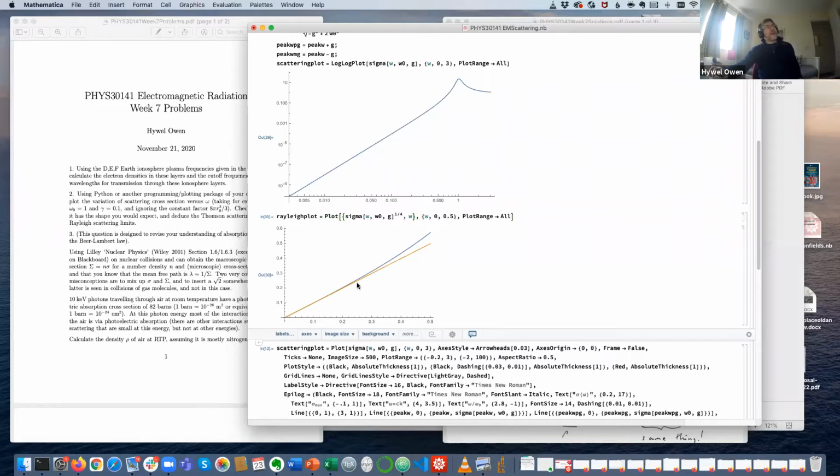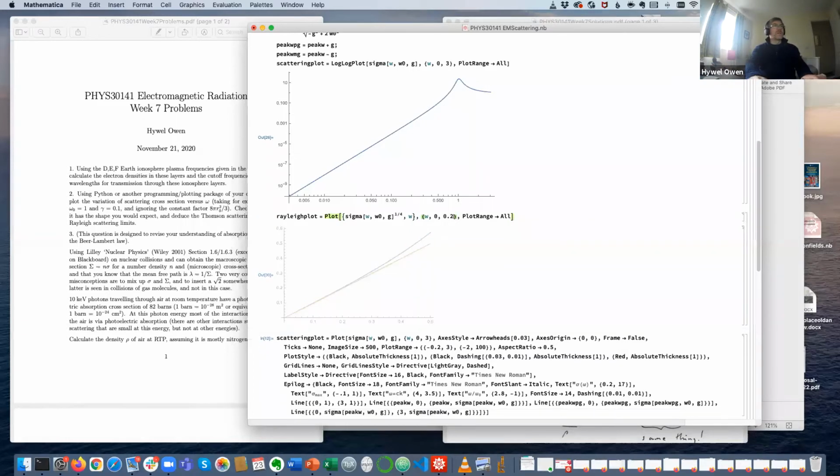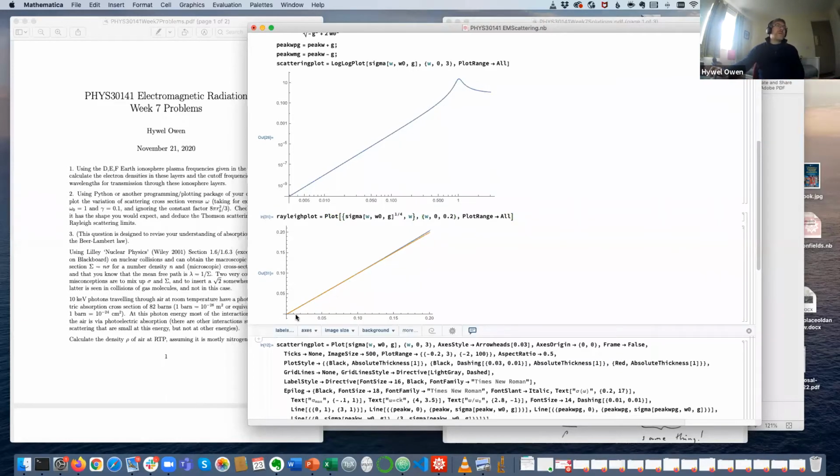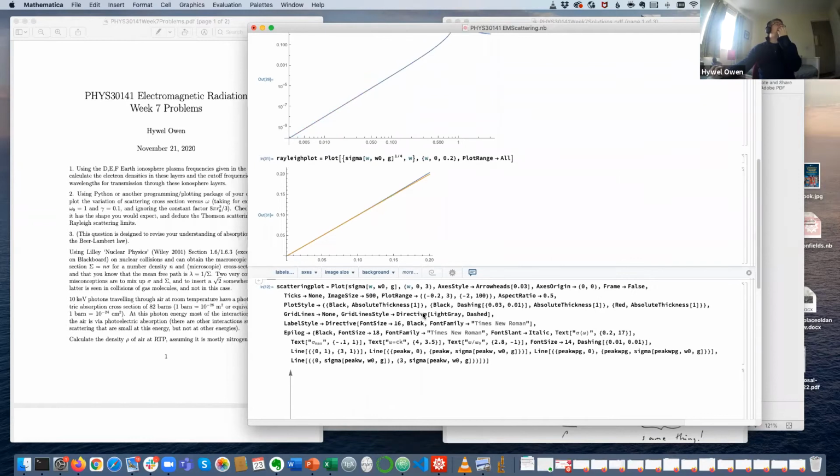So I can see directly, I can zoom into lower and lower frequency ranges. Here I'm plotting from 0 to 0.2. You can see that the deviation of the cross section away from the Rayleigh behavior is still rather small, even when the frequency of the radiation is already 20% of the resonant frequency. Okay, so that's what this plot shows us.